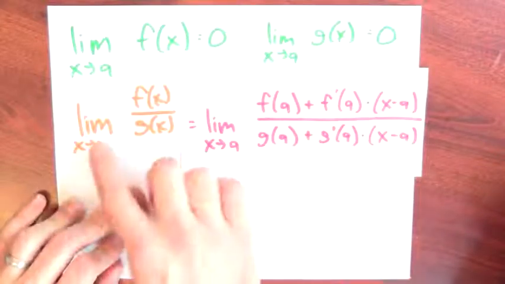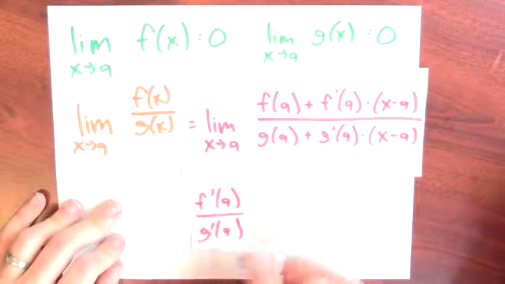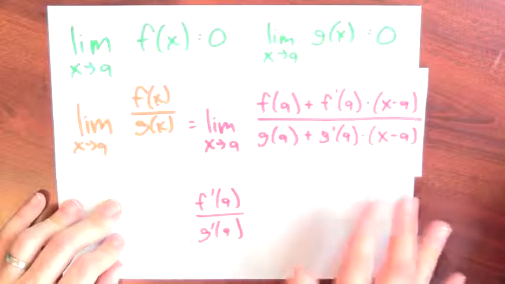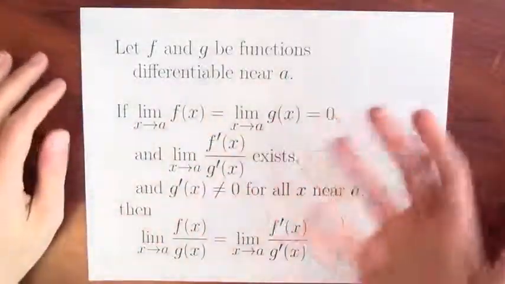So it seems like if you're trying to calculate the limit of this ratio, what's really relevant is understanding something about the derivatives of your numerator and denominator separately at that point a. The precise statement of this is usually called L'Hopital's rule. So here's a statement of L'Hopital's rule.